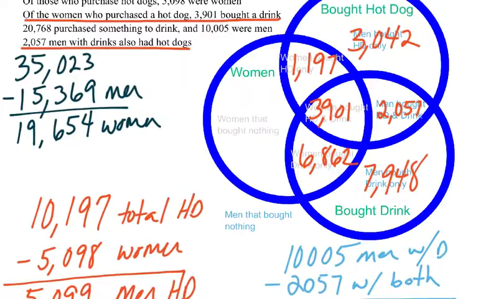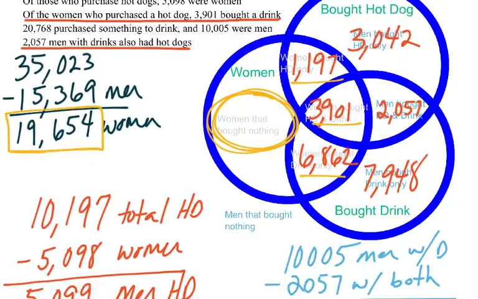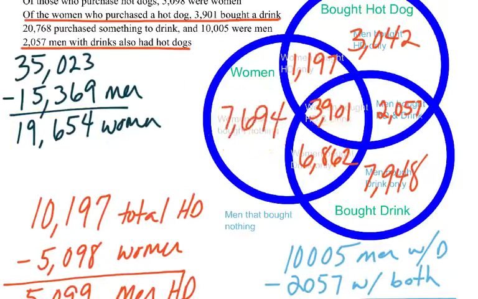And then lastly, again, you'll see this common thread. You'll see that this is the last section for women. Well, if we know the total number of women, we can subtract the three sections that we already know of women, and we're going to subtract those from 19,654 women to get our last section of the women's circle. And when you do that, you're going to get 7,694 women that bought nothing.